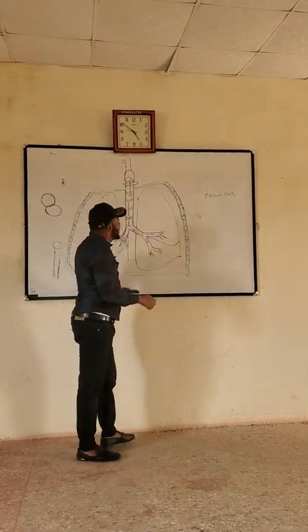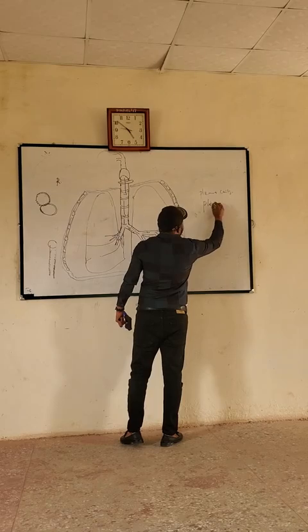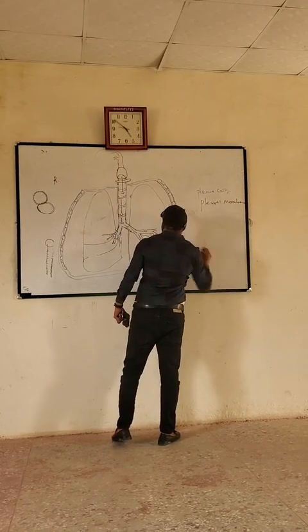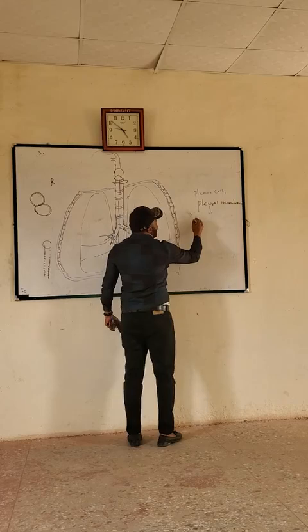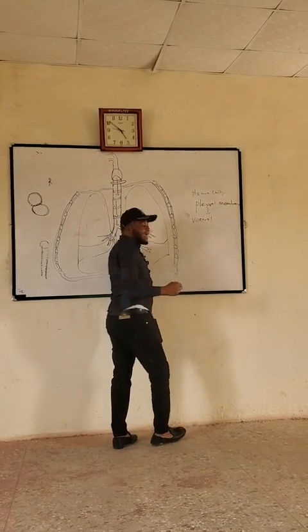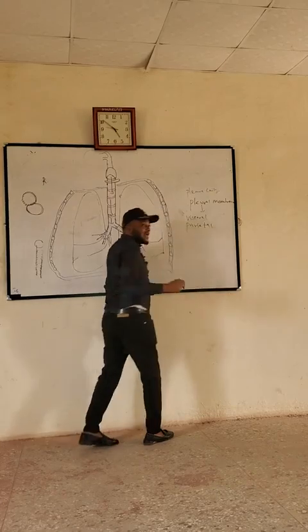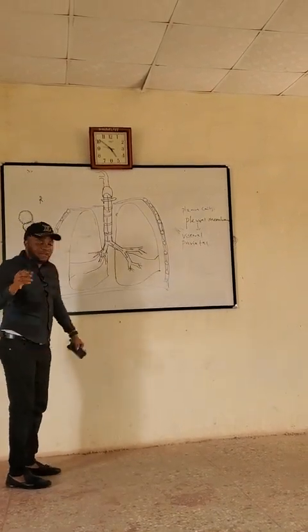And the pleural membranes covering the lungs are of two types. What are these pleural membranes? We have the visceral pleural membrane and we have the parietal pleural membrane. Now look at where they are found.